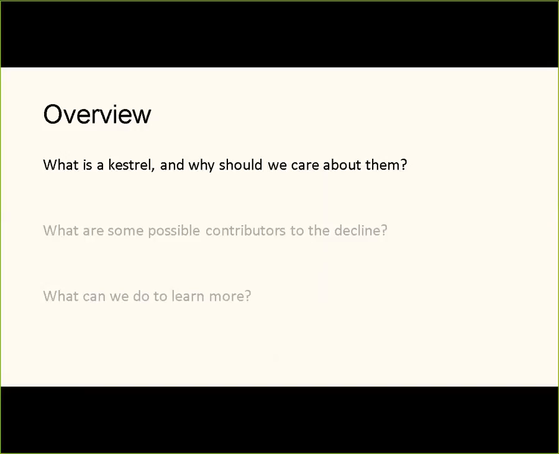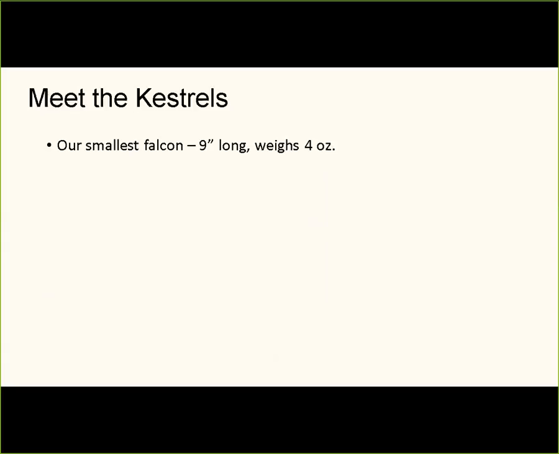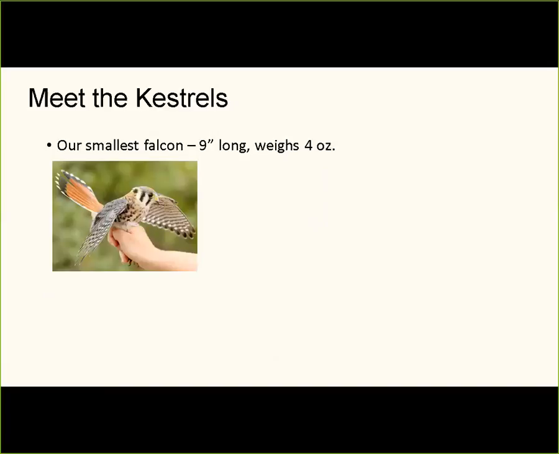So first off, what is a kestrel and why should we care about them? American kestrels, Latin name Falco sparverius, don't worry, there's no quiz, is our smallest falcon species. In fact, it's our smallest bird of prey of any category. They're about 9 inches long from head to tail. The females tend to be a little larger than the males, which is normal in birds of prey. They weigh about 4 ounces. So one kestrel, that's a male being held in the hand, for an everyday comparison is about the equivalent of a stick of butter.